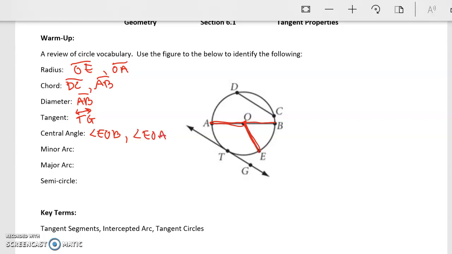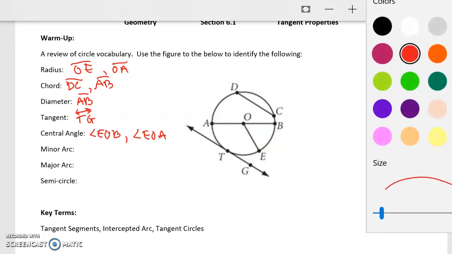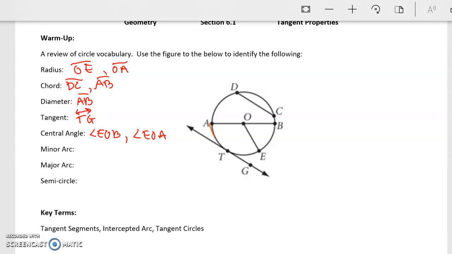A minor arc is less than a semicircle. A semicircle is an arc whose endpoints are the diameter of the circle itself. So for example, arc ATB is a semicircle. So is arc ADB, or you could call that BDA. So a minor arc is less than that. So for example, arc AT is a minor arc. Arc DC is a minor arc.